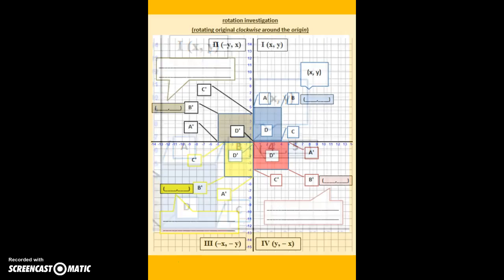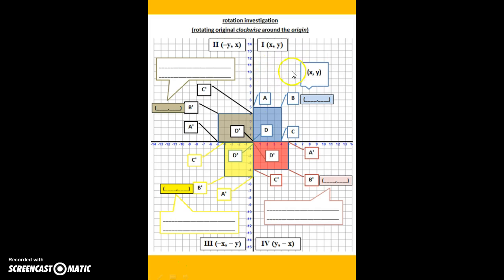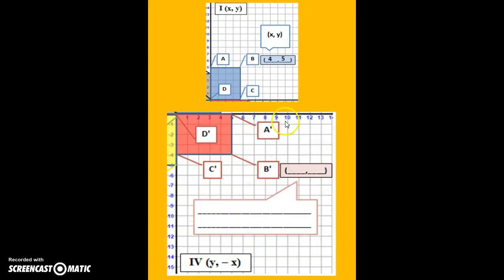For our first rotation, we're going to look at quadrant 1 and quadrant 4, the two quadrants on the right-hand side, and see what happens when we rotate. Now you can see the new B, the image, is at (5, -4). We started at (4, 5), and after the rotation we're at (5, -4).